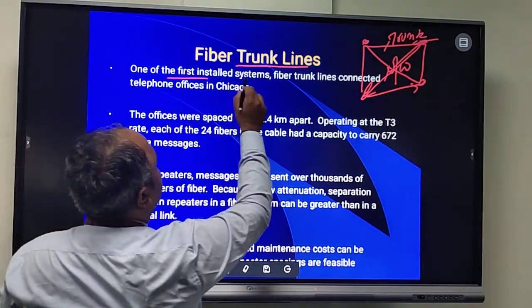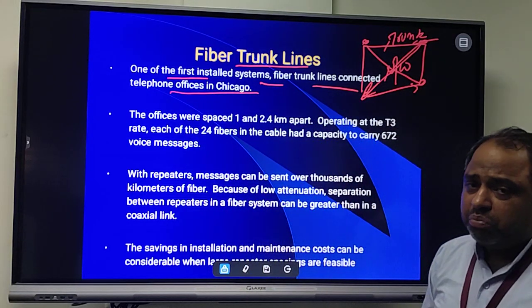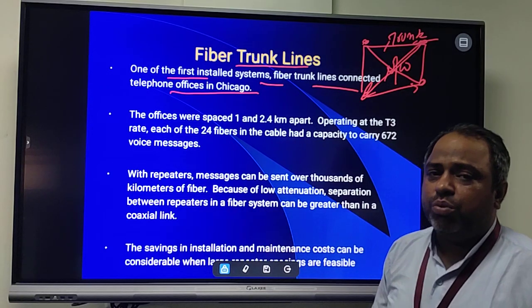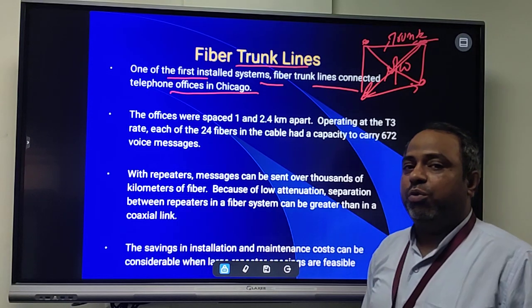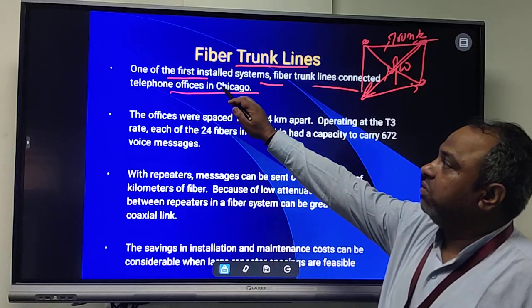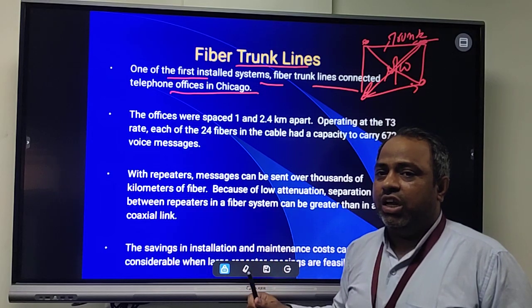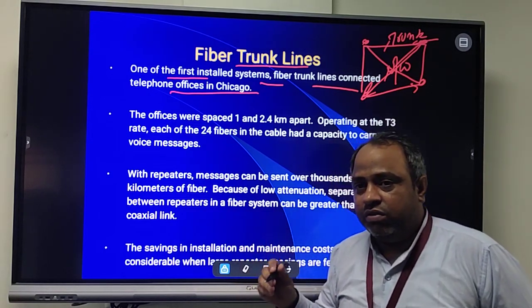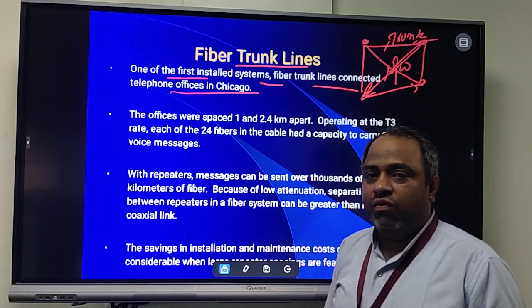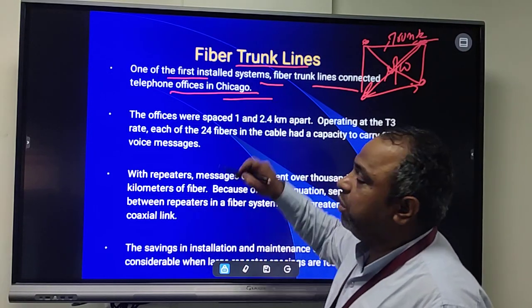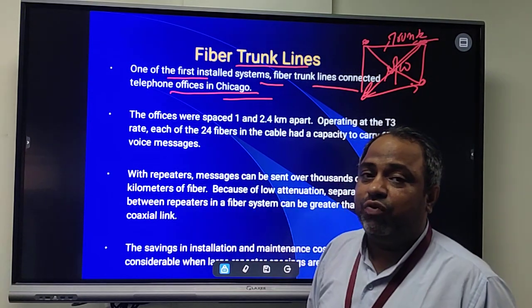One of the first installed systems, a fiber trunk line, connected telephone offices in Chicago. I'm not talking about the present scenario. I'm talking about the starting of optical communication, where it started and how the data was sent, connected and shared. It was first installed in Chicago for telephone communication because they thought signals sent from one side to the other with the help of a trunk line would be effective and efficient, so information could be shared very effectively.